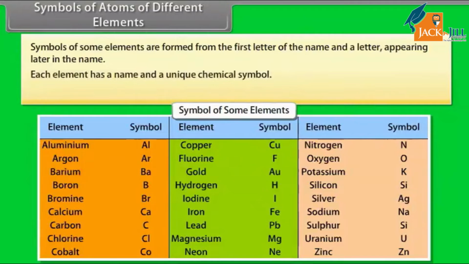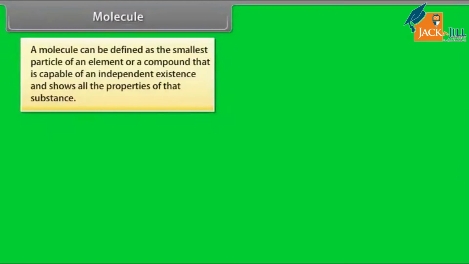Each element has a name and a unique chemical symbol. For example, argon, Ar, chlorine, Cl, zinc, Zn, etc. Molecule. A molecule can be defined as the smallest particle of an element or a compound that is capable of an independent existence and shows all the properties of that substance.